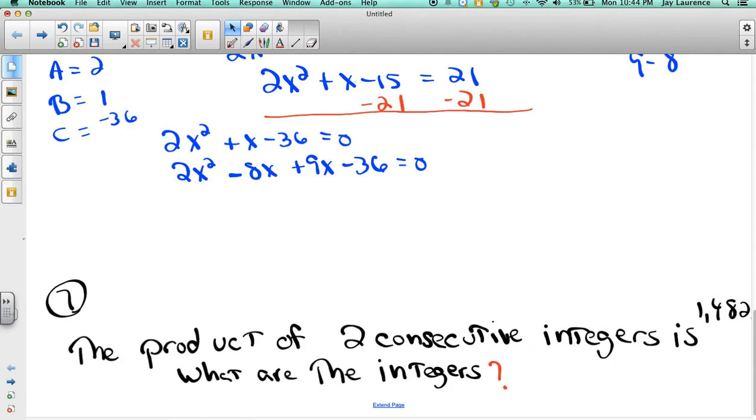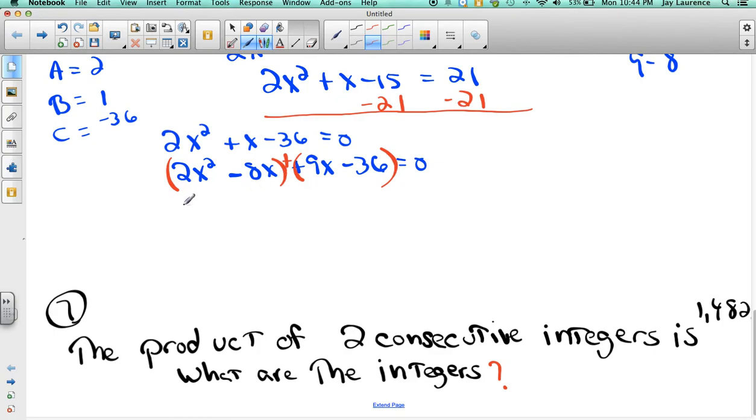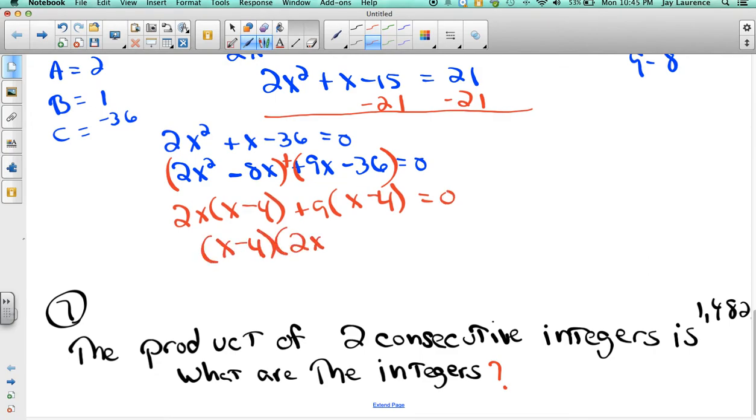Okay, bring that 7 down. All right, so now I'm going to do my grouping. Always grabbing that sign in front of that number there. And I'm going to pull out a 2x and get an x minus 4. And I'm going to pull out a 9 and get an x minus 4 equals 0. And now I'm going to get x minus 4 times the quantity of 2x plus 9. That'll equal 0. When I solve these, I'm going to get x equals 4.